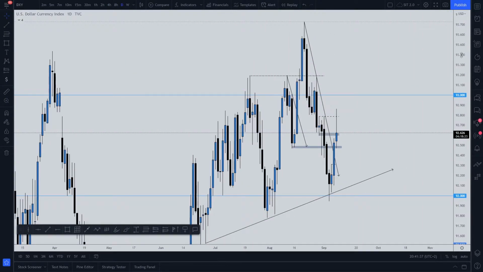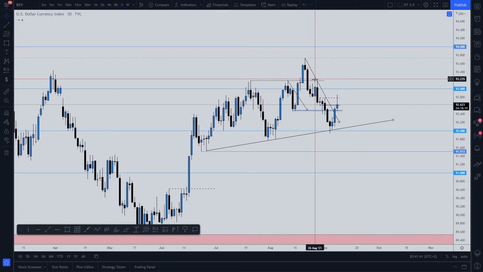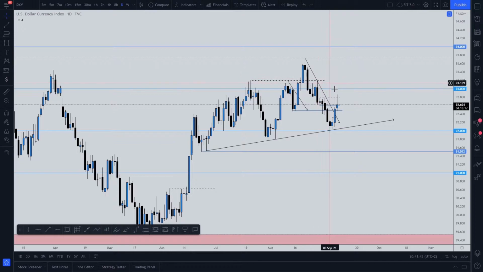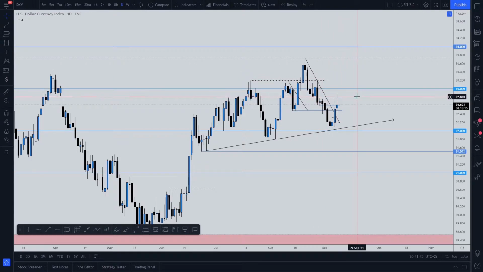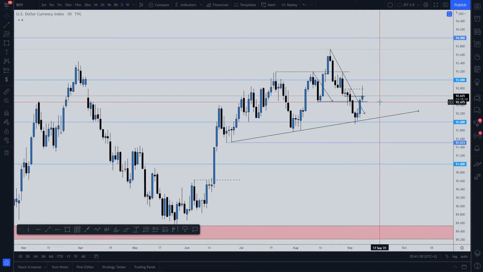If we go on the daily, we can still be on a downtrend, so price has been rejecting these levels just based on the fear that we might not have a spring in September or October. So this might drive the dollar lower up until that point that we talked about in Sunday's video, 91.50.